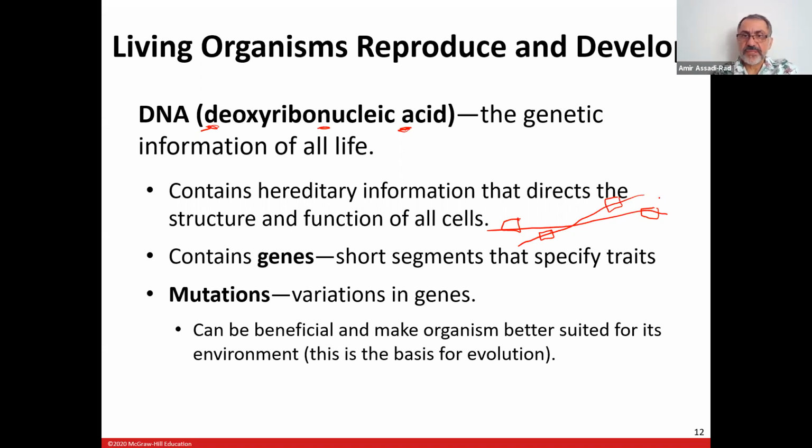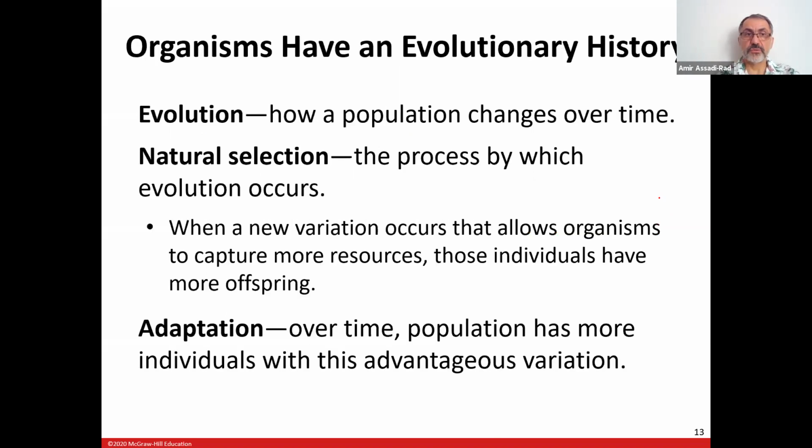Genes are short segments that specify traits. A trait is, as I said, the color of your eye, color of your skin, color of your hair, your height sometimes, it depends what the trait is. Mutation, again, we'll talk about this, is a variation in a gene, where the sequence of DNA changes a little bit. That is called mutation. It can be beneficial and make an organism better suited for its environment, or it can be the basis for evolution, how a population changes over time.